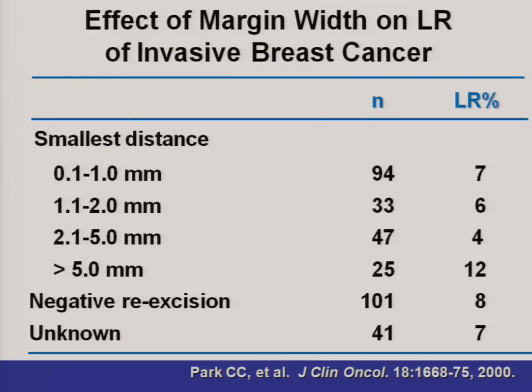What about local recurrence? Does the margin width correlate with local recurrence? Well, up to a millimeter in this study, a fairly large study of 400 or 500 patients, under a millimeter, they had 7% local recurrence. Greater than 5 millimeters, they had 12% local recurrence. If it was negative when they re-excised, no residual tumor, they had 8%. So where's the correlation here? I don't get it. I see no correlation between margin width and local recurrence.